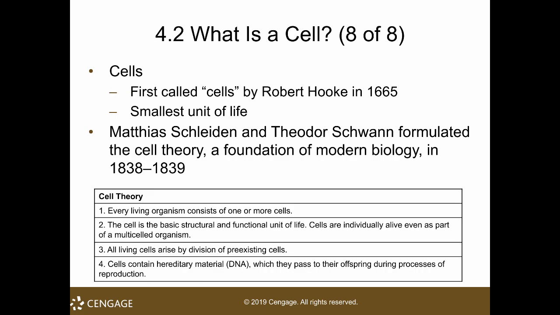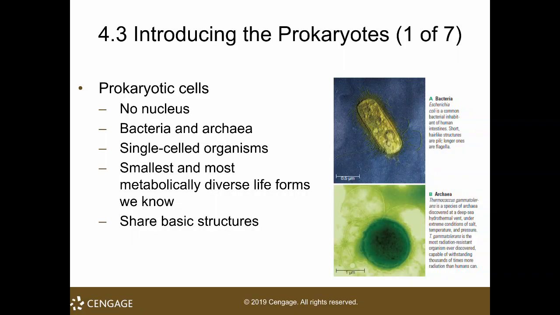So the cell contains hereditary material, which is the DNA, which they pass through to their offspring in the process of their reproduction. So how do cells reproduce? We have two ways, mitosis and meiosis. Although meiosis is a special type of cell division because this one is limited only to sex cells or sexually reproducing organisms. Now, let's move on to the types of cells.